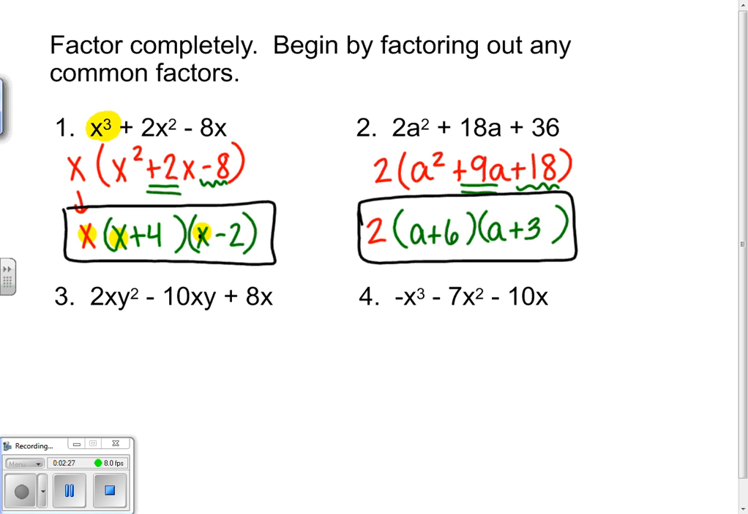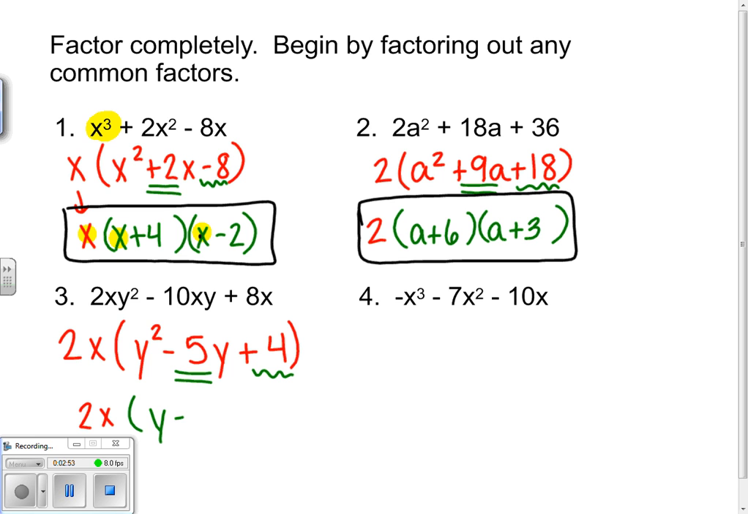Number 3, the GCF between a 2, a 10, and an 8 is a 2. And I can also take an x. Each of those terms has an x in it. So I'm going to take a 2x out. I'm left with y squared minus 5y plus 4. 10 divided by 2 is 5. Look for 2 numbers that multiply to 4 and add to negative 5. The signs on this one are a little bit trickier because I'm multiplying to 4 and adding to negative 5. It's actually a minus 4 and a minus 1. Minus 4 times minus 1 is a positive 4, and when I add them, I get negative 5.